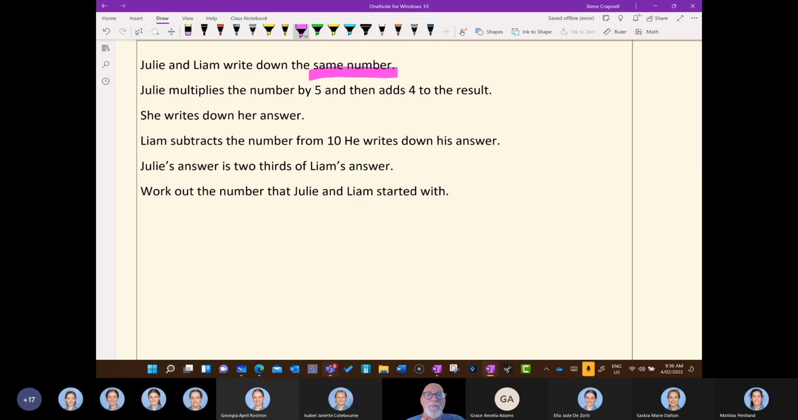Julie multiplies the number by 5 and then adds 4 to the result. She writes down her answer. Liam subtracts the number from 10. He writes down his answer. Julie's answer is 2/3 of Liam's answer. Work out the number that Julie and Liam said.